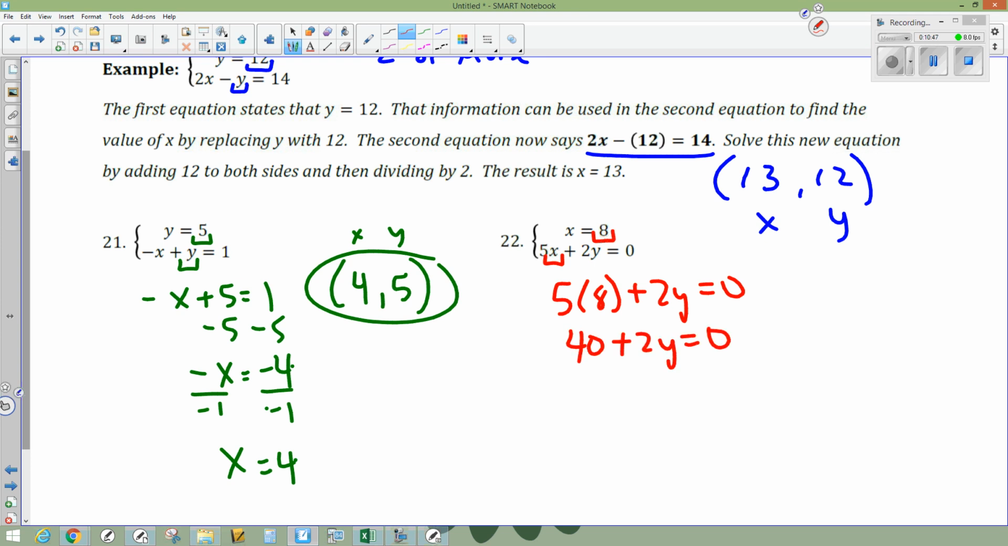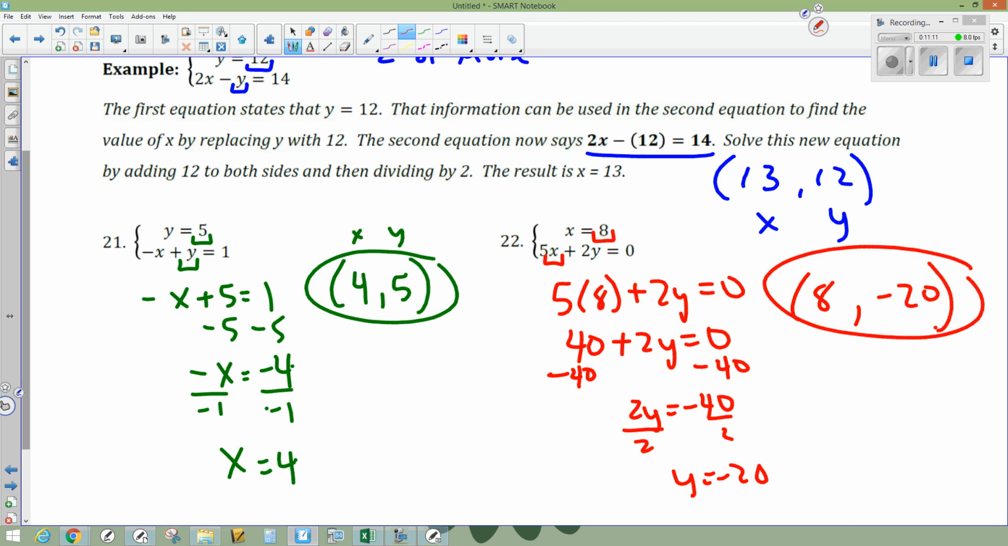I want to try to get y alone, so I'm going to subtract 40 from both sides. So 2y is equal to negative 40. And then I'm going to divide by 2. So I get y is equal to negative 20. Now I'm still going to write my solution as an ordered pair. So I had x equals 8 and y equals negative 20 as my solution. Okay, hopefully that little preview helps us as we get going with systems as well.